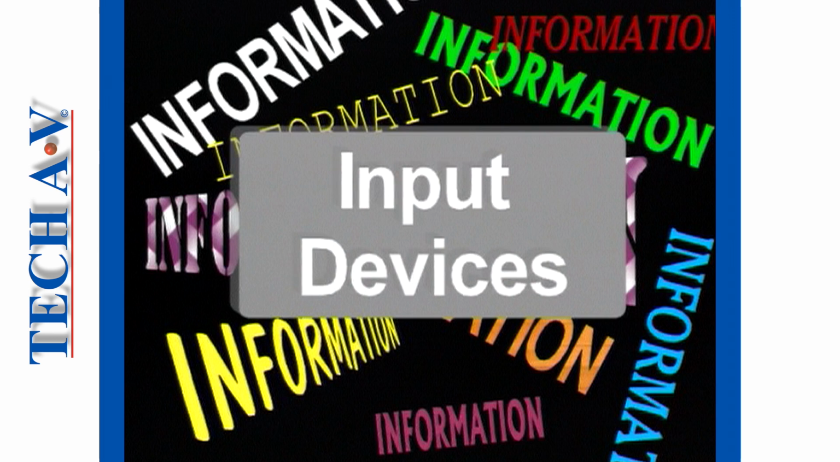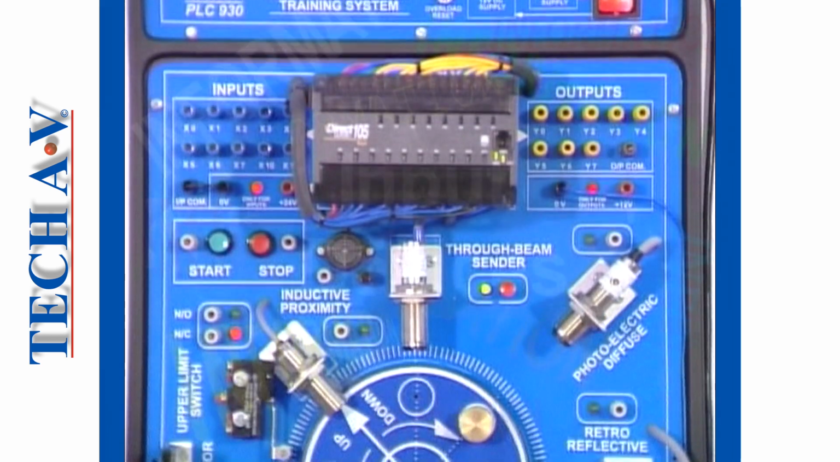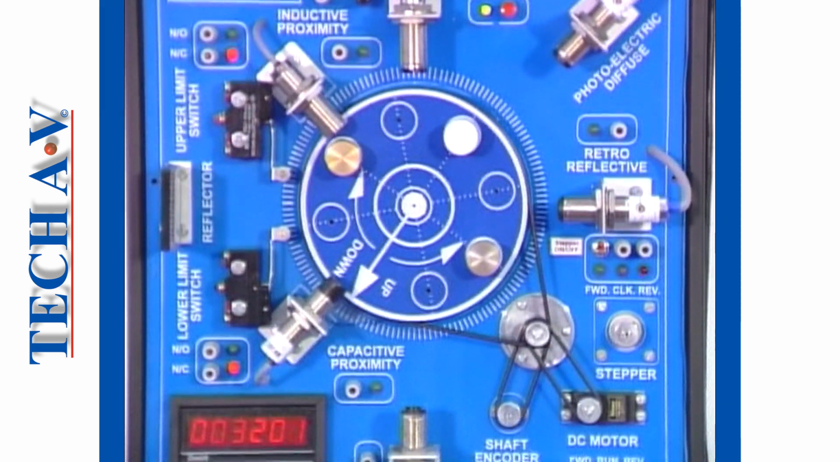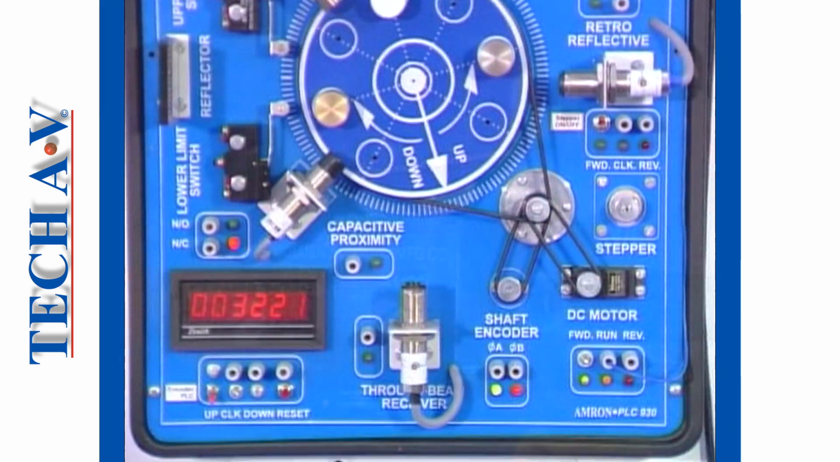Welcome back. We begin this section by examining some of the common types of input or information gathering devices. Most input devices are mechanically or electrically operated switches which report a simple on or off state to the logic section of the controller.